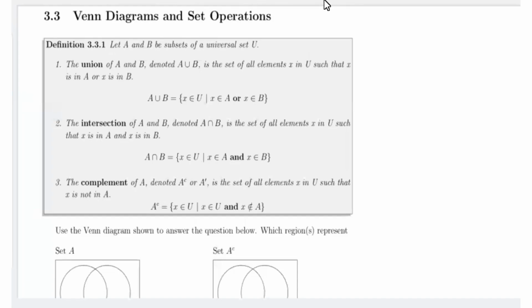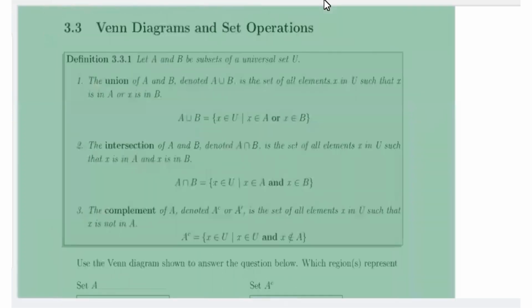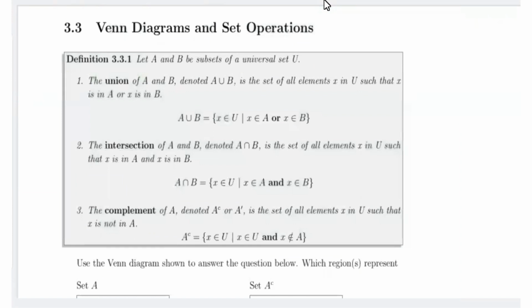Okay, set operations. This is not really new to you, because we have learned this on page 84 many times. There are union, intersection, and complement. So now 3.3, 3.4, 3.5.